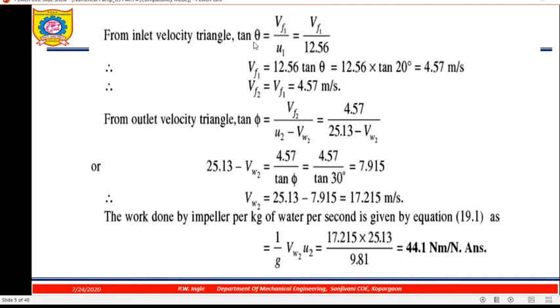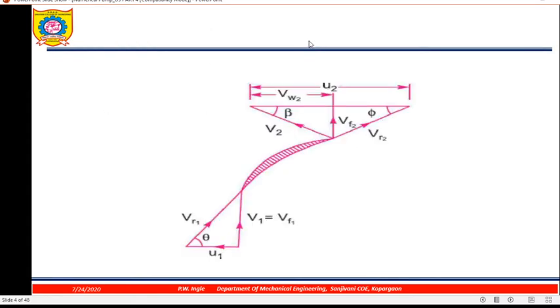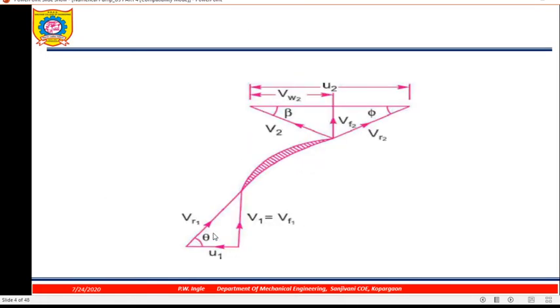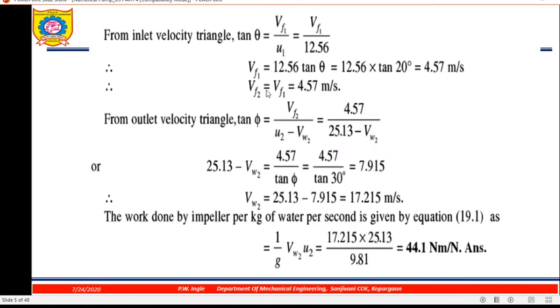Now from the inlet velocity triangle, what is tan theta? It is Vf1 upon U1, opposite upon adjacent. So by using this, you can get Vf1 as 12.56 tan theta. You put the value of theta, you will get Vf1 as 4.57 meter per second. Now since Vf1 equals Vf2, it is 4.57 meter per second.